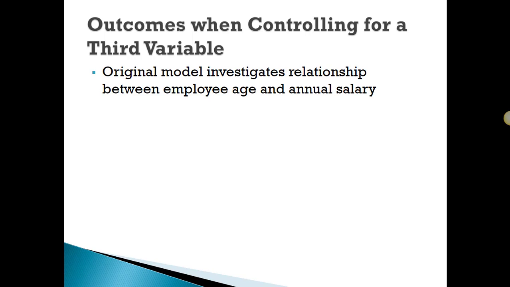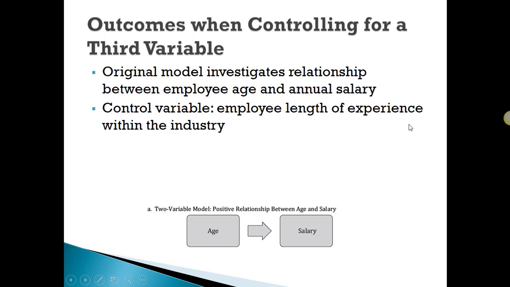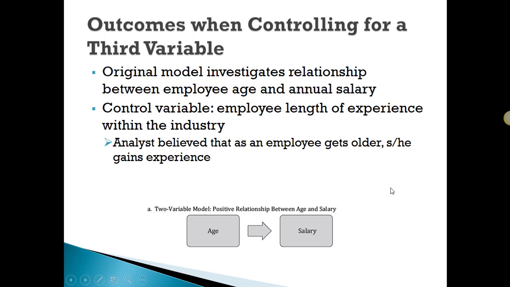Original model, this is another example, investigates the relationship between employee age and their annual salary. So here's a possible model. Age influences salary. So we would think the more years of experience you have, the higher your salary would be. Control variable, employee length of experience within the industry, not just their age. Now we're going to be more specific and say how much time did they spend in the industry.